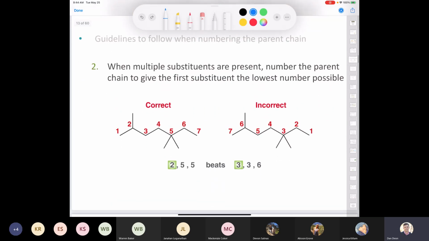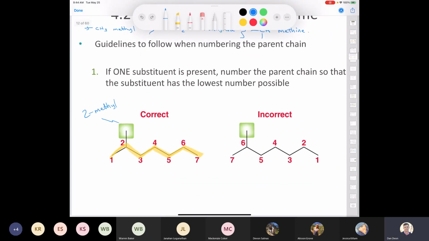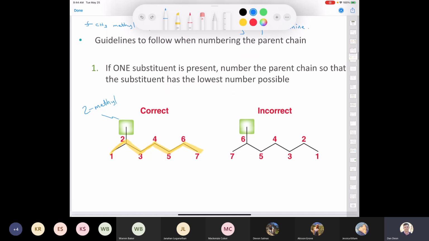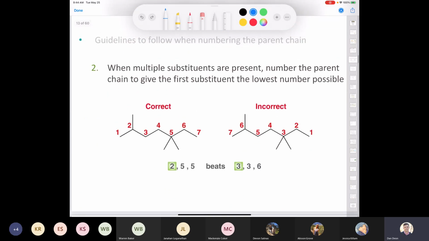All right. So I actually kind of misspoke there. When you have one substituent, you give it the lowest possible number. When you have multiple substituents, you give the first substituent the lowest possible number. This is a rule that some students will struggle with. Why? Because they'll try to make it more complicated than it really is. Let me show you what I mean.